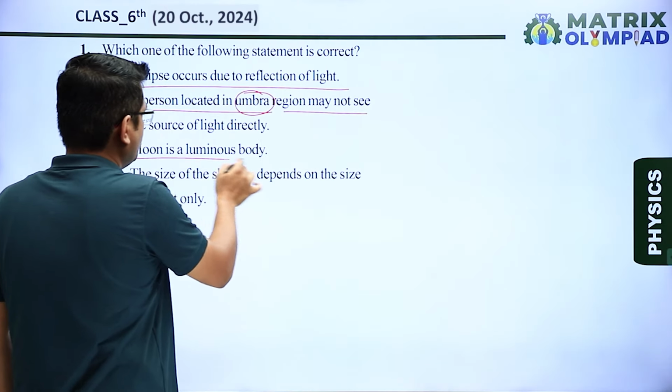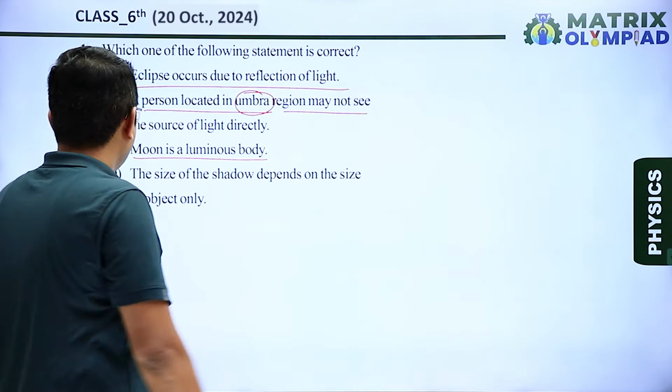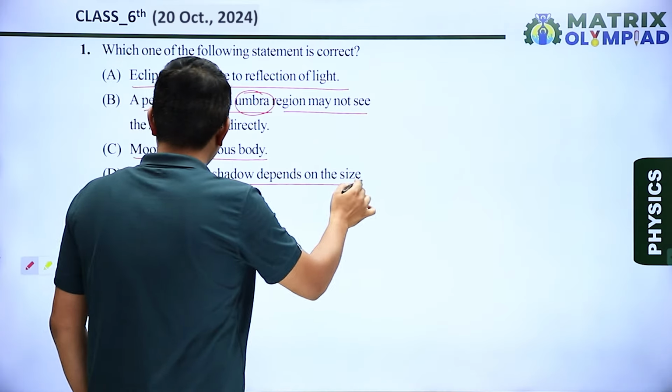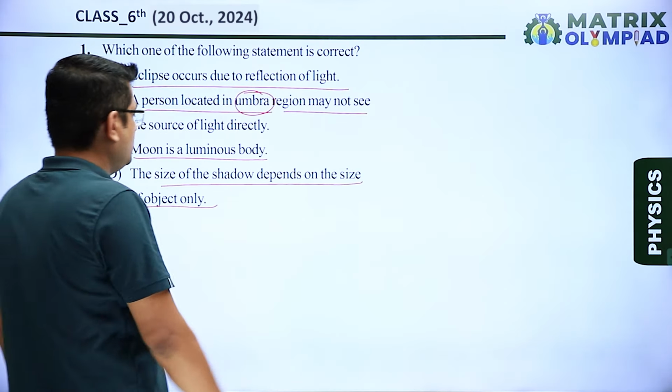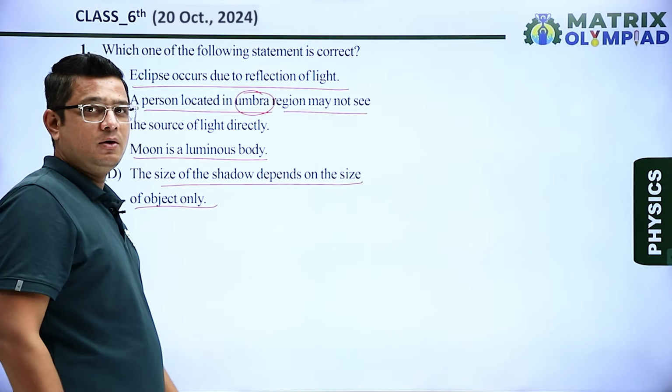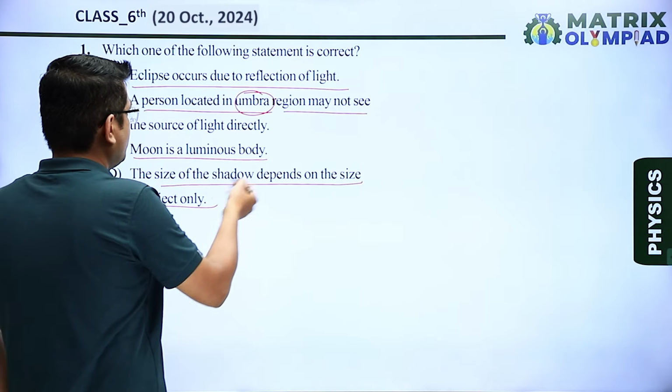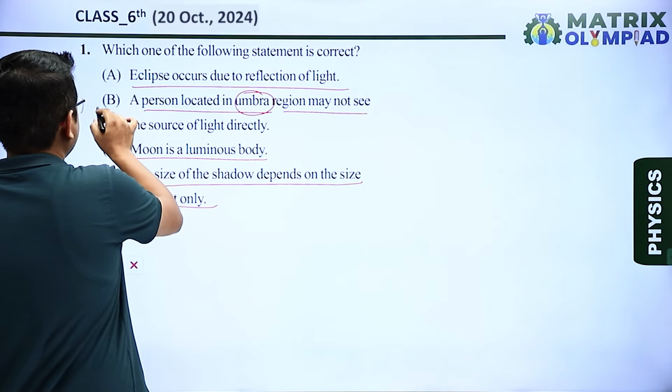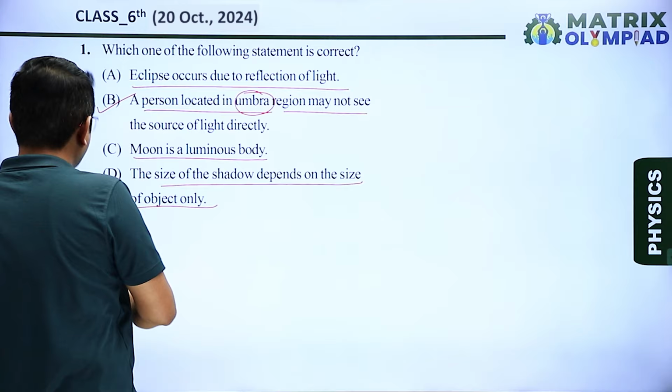Moon is a luminous body. No, it is a non-luminous body. The size of the shadow depends on the size of the object only. No, it does not depend only on the size of the object. This is also false. So our correct answer is option B.